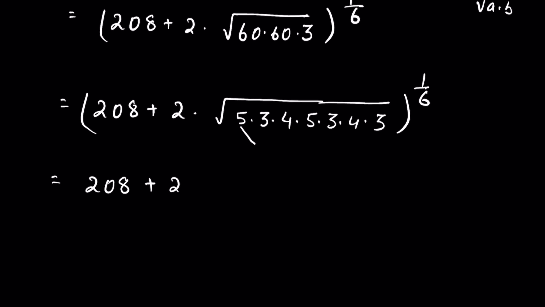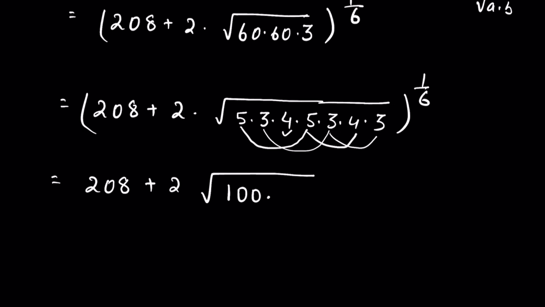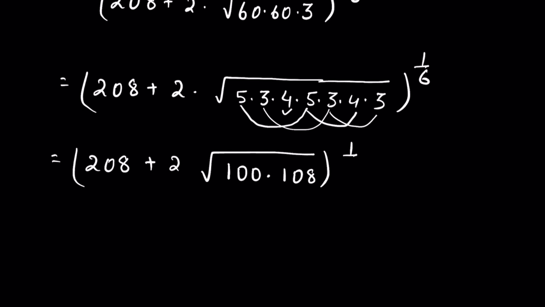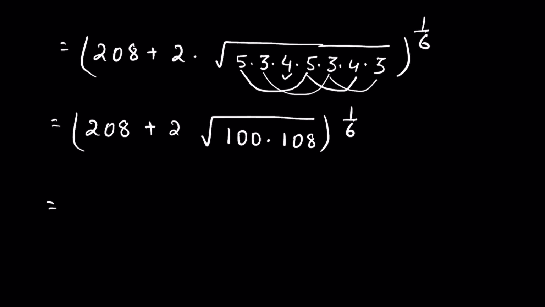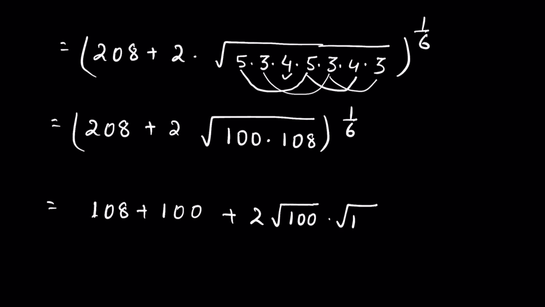we multiply 5 times 5, 25 times 4, 100, so we can write here 100, then times 3 times 3 times 3 is 27, and then times 4, 27 times 4 is 108, so we can write it 100 times 108, then all raised to the power of 1 upon 6. Again 208, we can write it as 108 plus 100, then plus 2 times this, we can write it as square root of 100 times square root of 108 raised to the power of 1 upon 6.